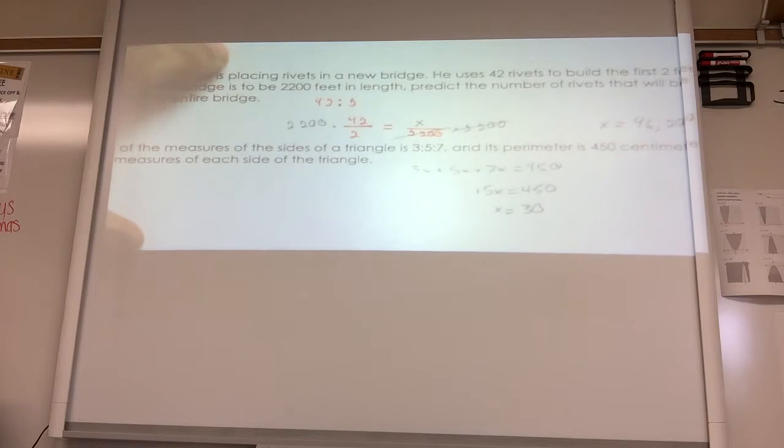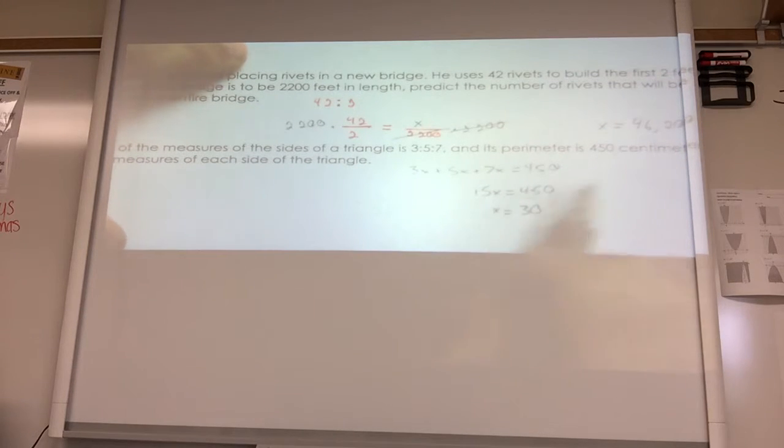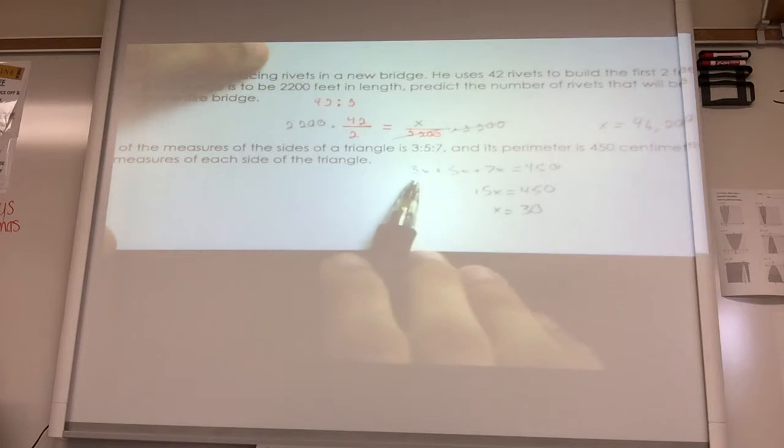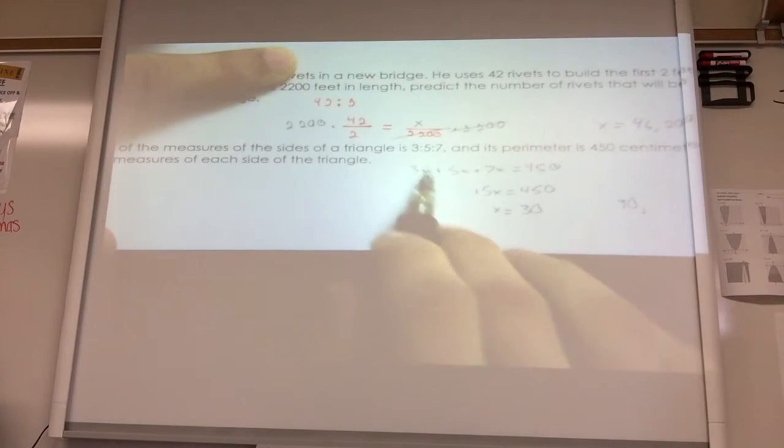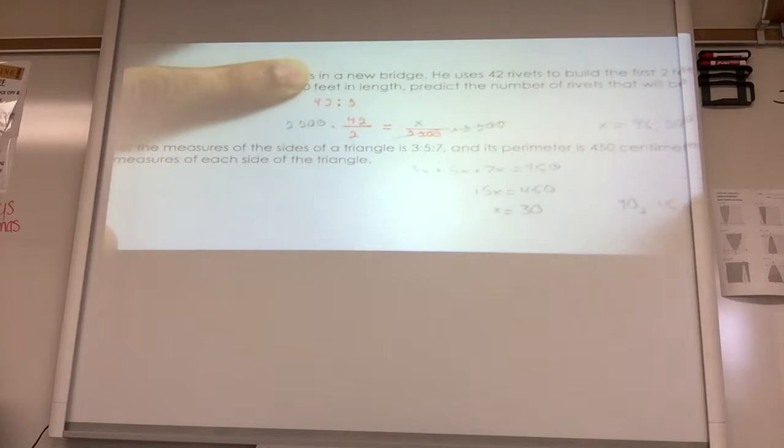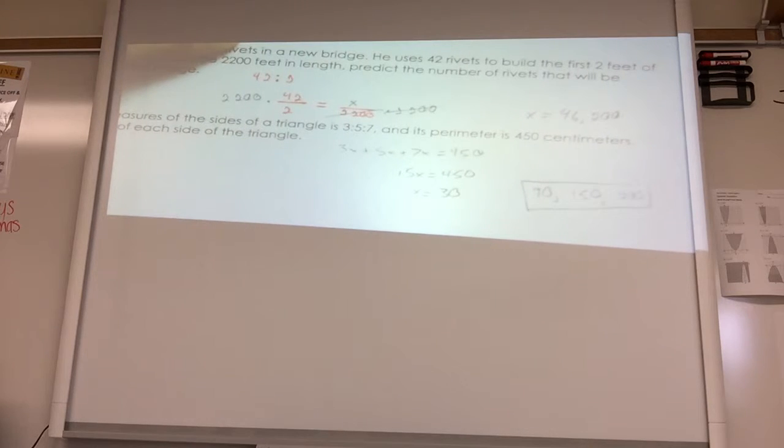All right, so if x equals 30, then finding the length of each side, just plug 30 in here. So if x is 30, then 3 times 30 is 90. 30 times 5 is 150. And 30 times 7 is 210. And that all better add up to be 450 centimeters, which it does.